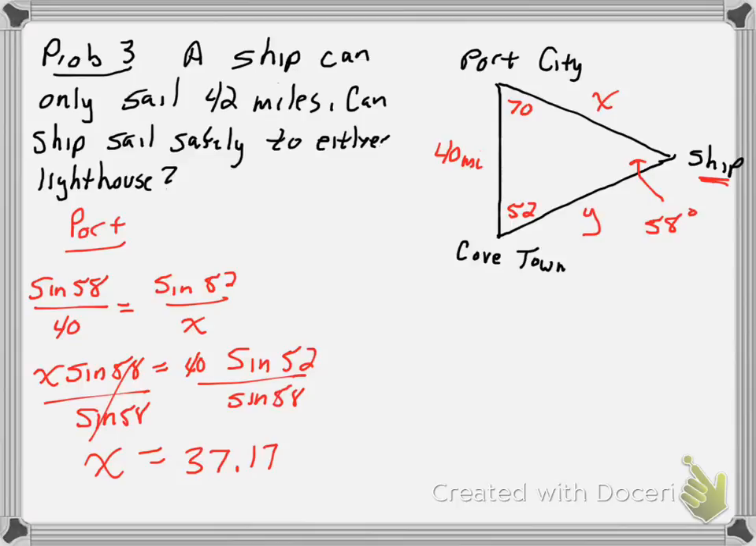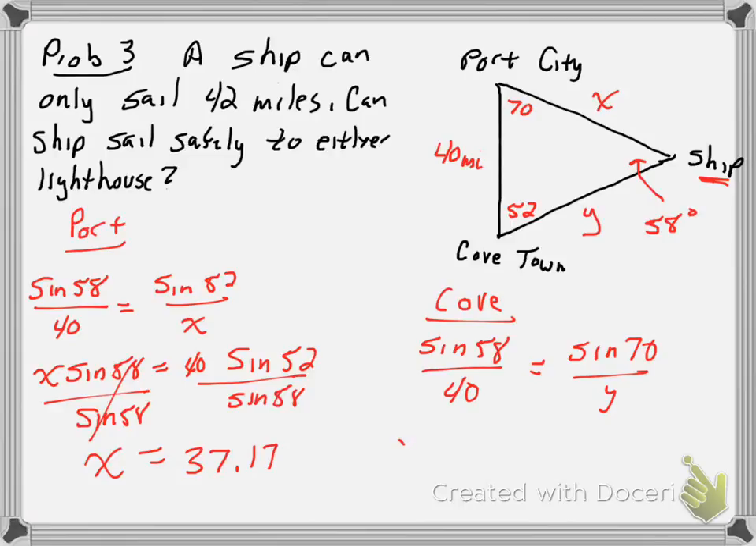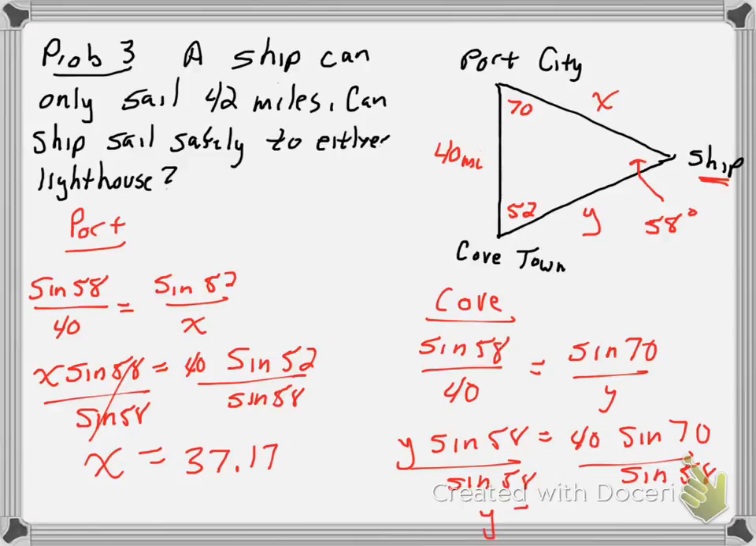Let's do Covetown. Okay, again, same thing, sine of 58 divided by 40 equals, and we're doing Covetown over here, which is Y, the sine of 70 over Y. Cross multiply, you get Y times the sine of 58 equals 40 times the sine of 70. Again, divide by the sine of 58. Y is going to be, plunk it all in your calculator, you end up with 44.32.